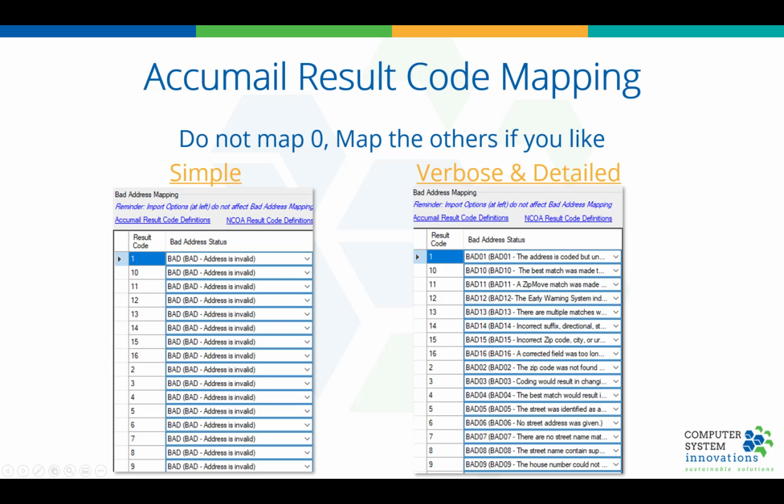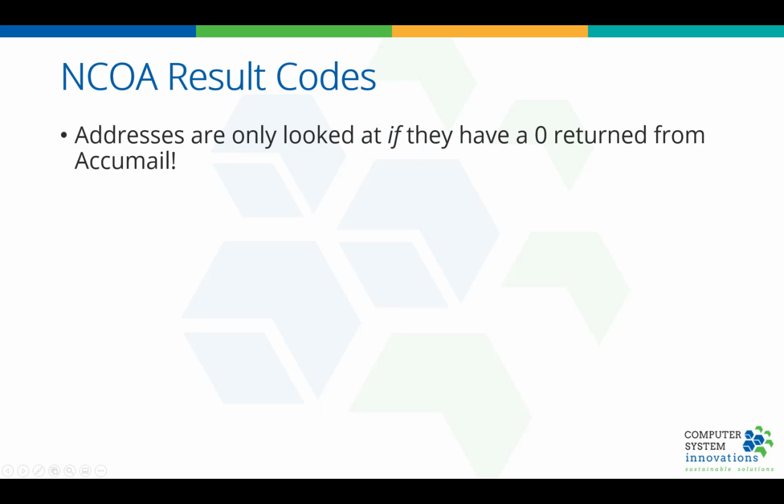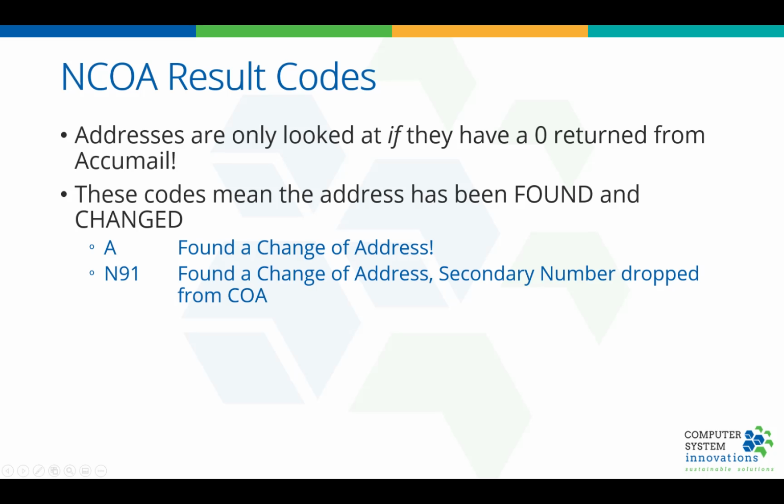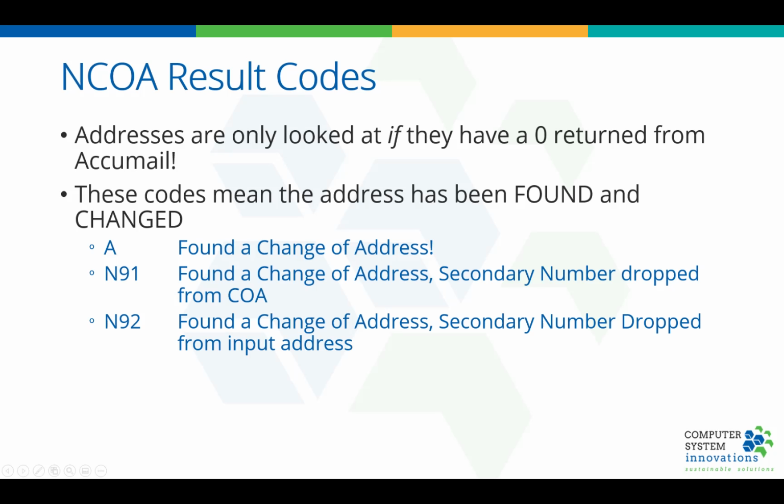Now, let's just say we do get a result code of 0, which means we're going to send it on over to the National Change of Address database. Remember, we're only going to do that if a 0 comes back from Accumail. And that means the address has been found and changed, right? And so it doesn't mean that. Sorry, let me correct that. The following codes mean the address has been found and changed. There's only 3 you care about these days. A, N91, and N92. A is a code that says we did find a change of address.